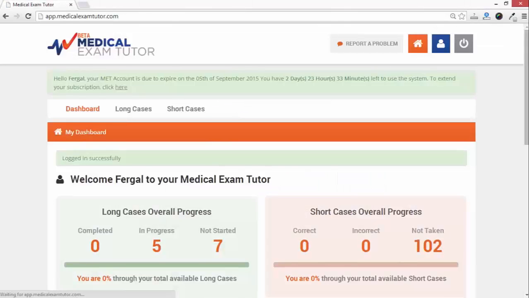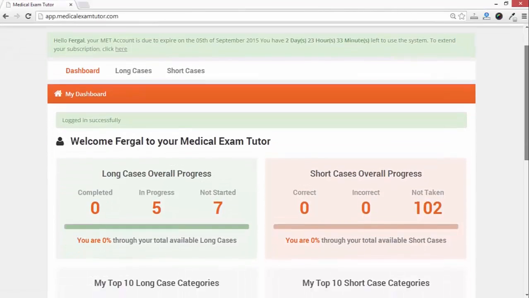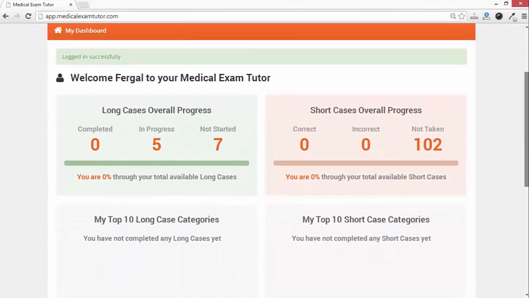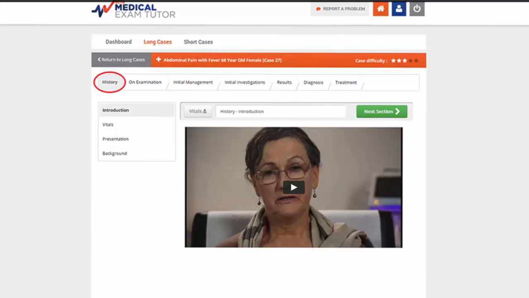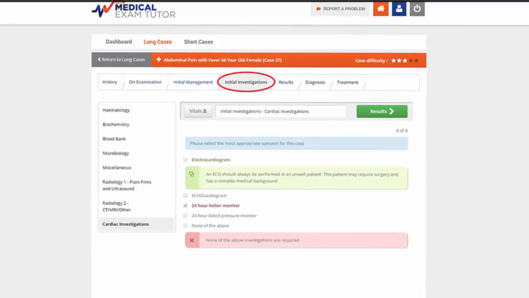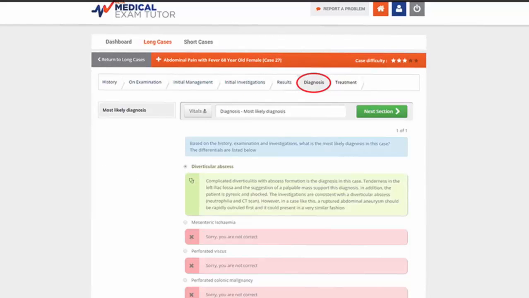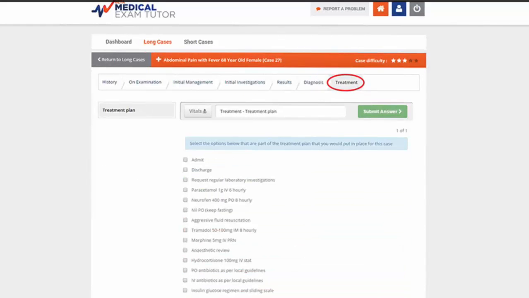Medical Exam Tutor is a unique training resource that allows students access to real patient cases at any time, in any place. With Medical Exam Tutor, students play the role of doctor, making decisions on all aspects of patient care from initial diagnosis right through to treatment plan.